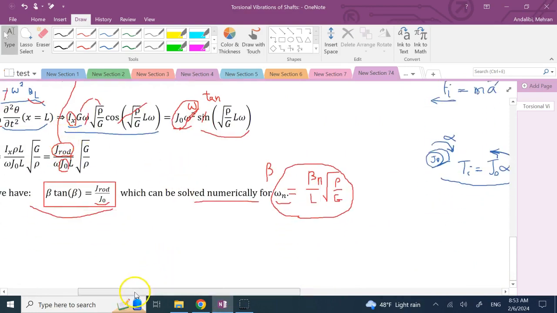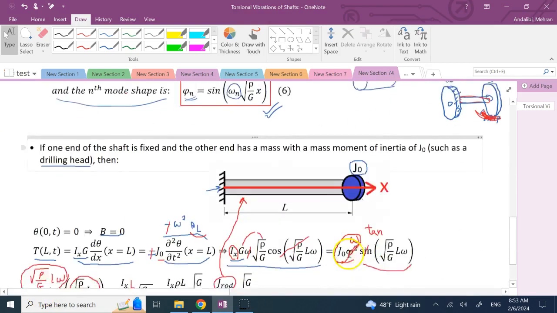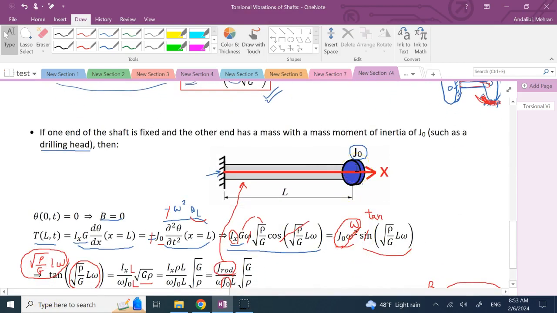And this is good in applications, as I said, where you have a heavy head attached to the shaft, and you want to find the natural frequencies in those cases, like when you design a drilling pipe or something.